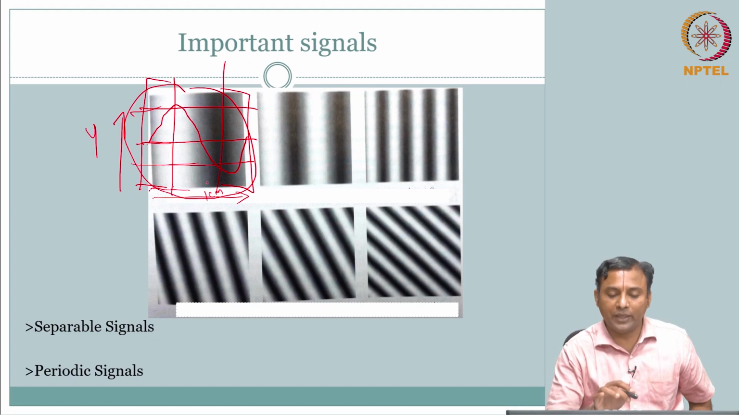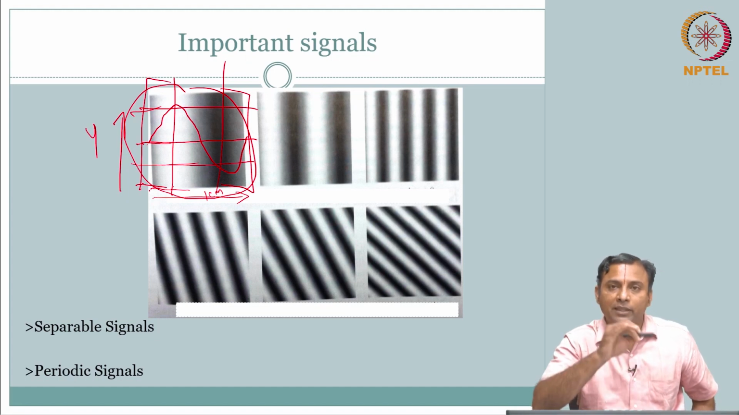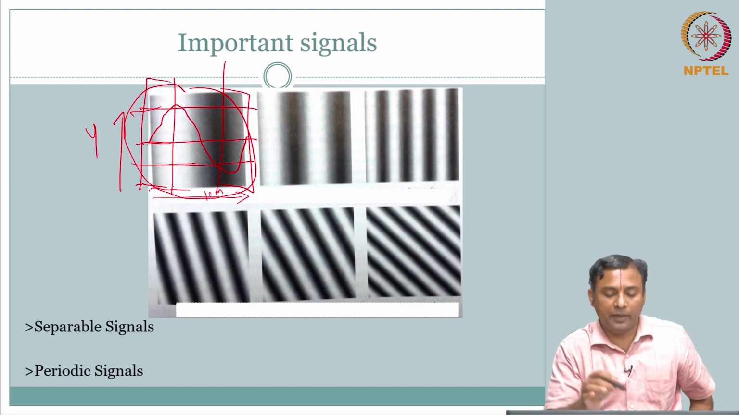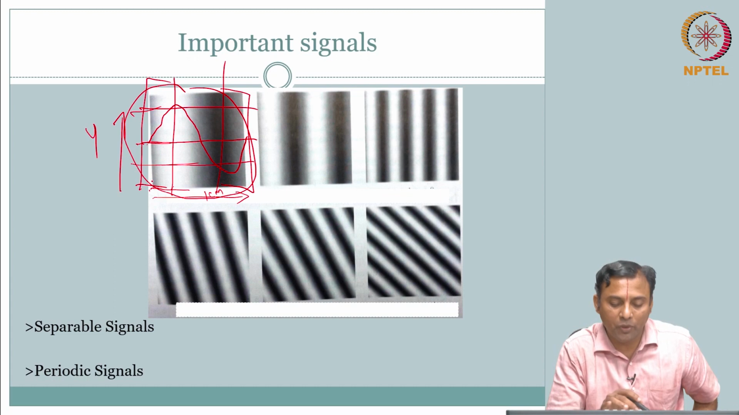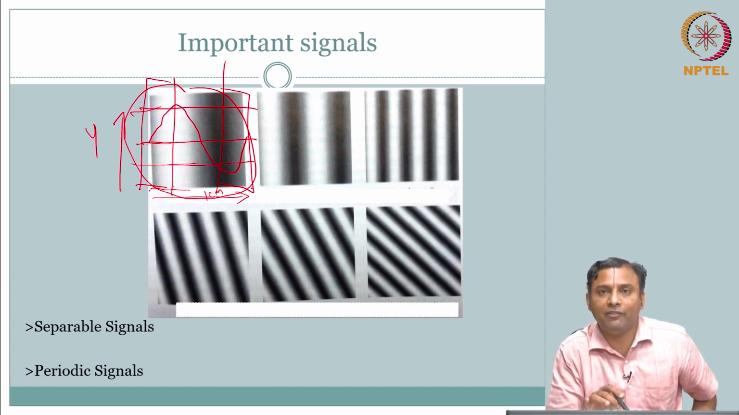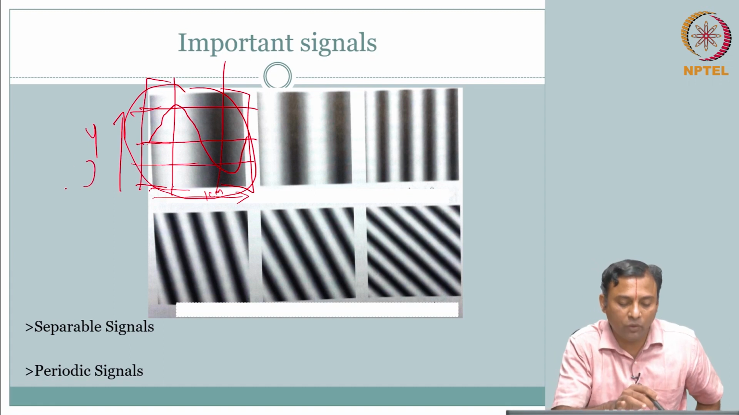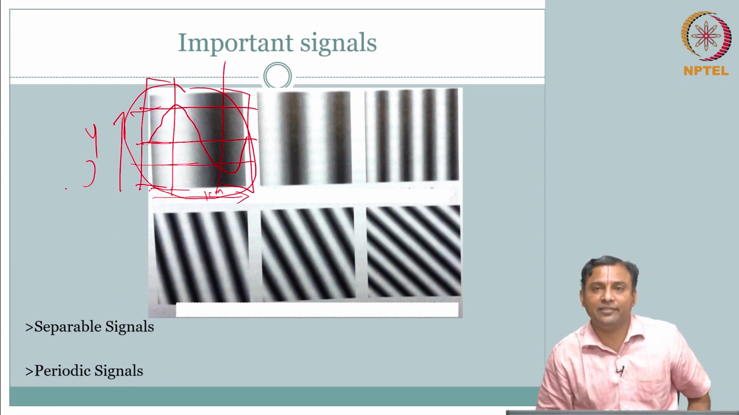So, clearly you can see that, what do we mean by oscillations per unit length? That is your spatial frequency. So, you have a spatial frequency of 1 in the x direction, you have a spatial frequency of 0 in your y direction.